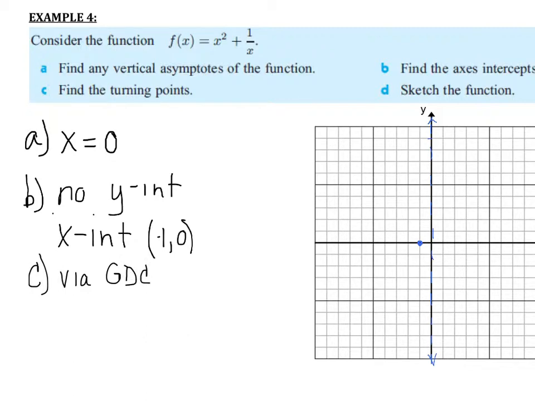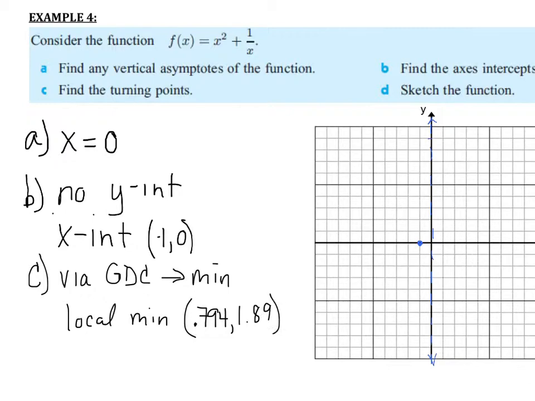So my recommendation here is to do this with your graphing calculator. And of course, when we're using the graphing calculator, we say via GDC, and you want to use the minimum calculation option. So we do have a local min at, and I'm rounding this to 3 sig figs, 0.794 and 1.89.